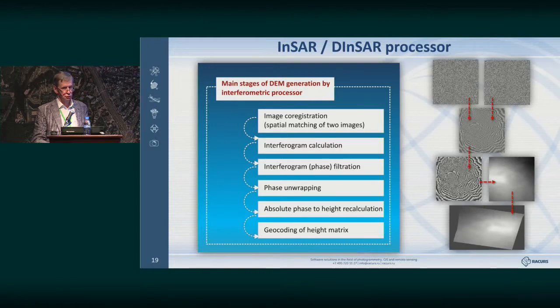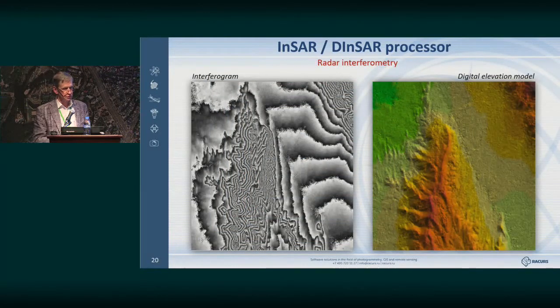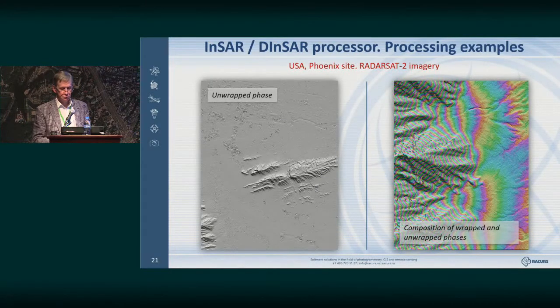And then that phase is easily recalculated into height. First, we receive relative heights because the baseline is always relative. And then from there, we can proceed to absolute values. Here we can see how phases change from 0 to 2π on the left, and on the right we have digital elevation model.